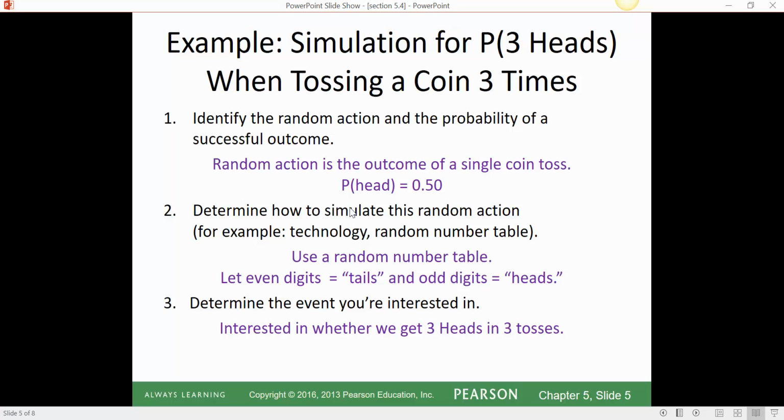So if we want to determine how to simulate this random action, here maybe you want to use a random number table, where we let even digits be tails, so 2, 4, 6, 8, and 0, right? And odd digits be heads, so 1, 3, 5, 7, 9, right? So even would be 0, 2, 4, 6, 8, and odd would be 1, 3, 5, 7, 9, right? So then step 3, determine the event you're interested in. Well, we're interested in if we can get 3 heads in 3 tosses, right?